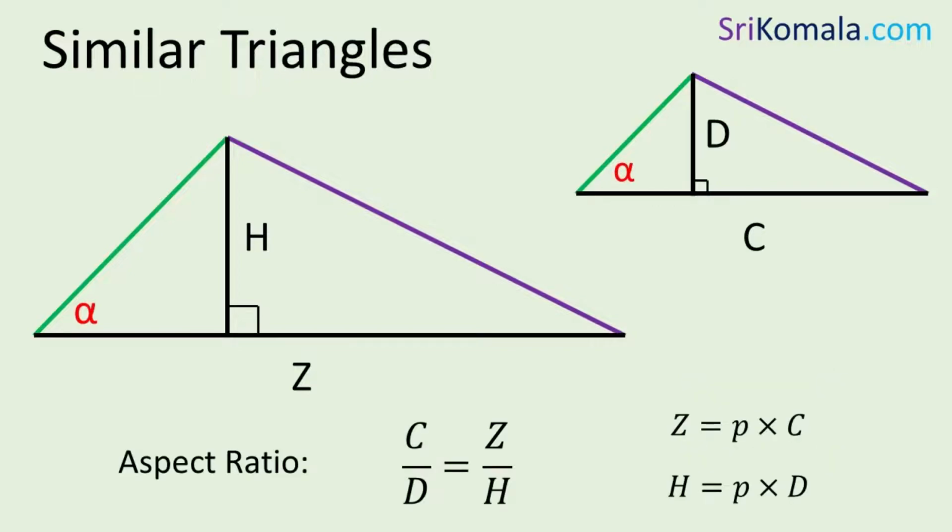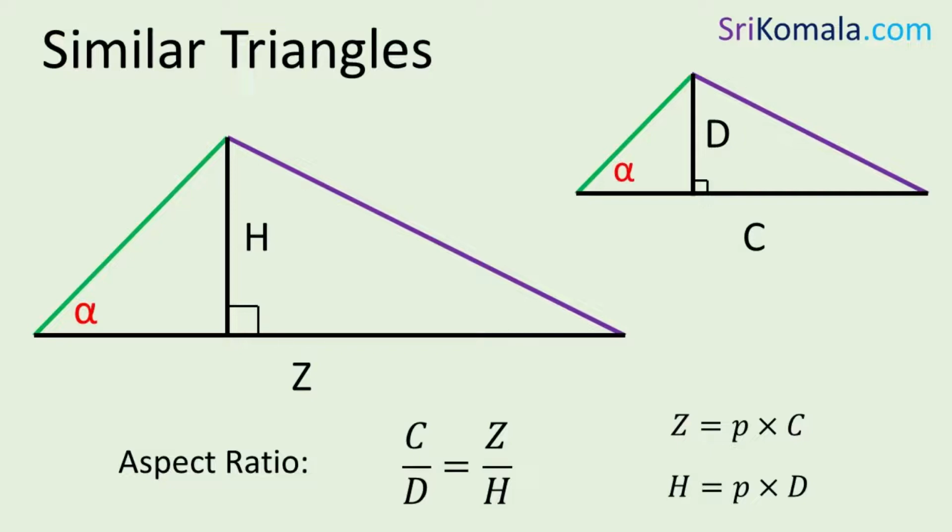In other words, a similar triangle can be made by changing the size of the triangle while keeping its aspect ratio the same. The aspect ratio of a triangle is defined as the ratio between its base and its height. These two triangles are similar triangles. Their aspect ratios are the same.